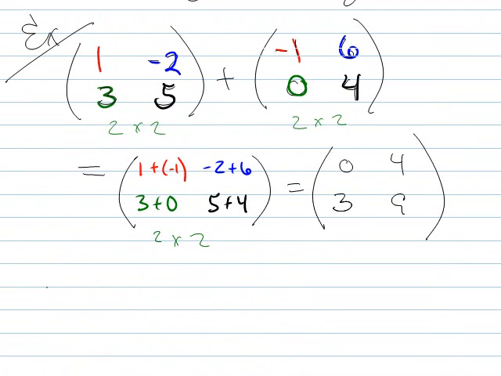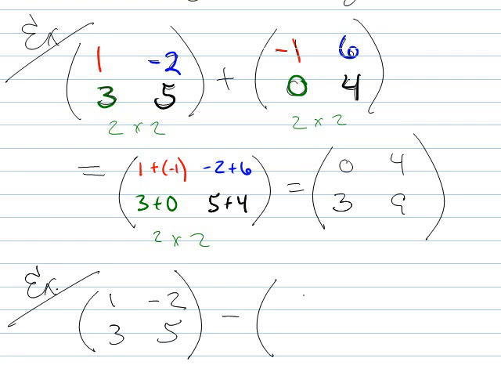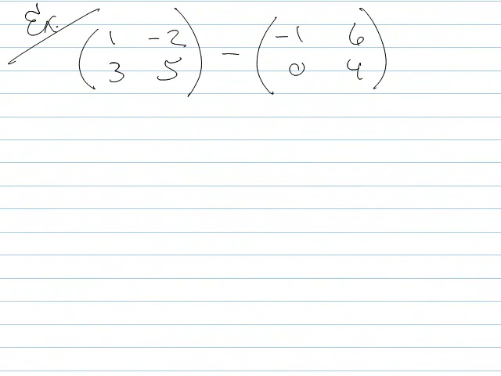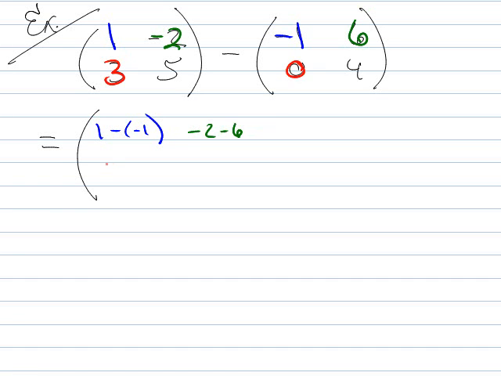Subtracting them, I'm going to use the same matrices. Subtracting them is going to be a similar process, except instead of adding them, guess what? We're going to subtract them. Okay? So we could do this. We'll say 1 minus a -1. We've got -2 minus 6. We've got 3 minus 0. And I've got 5 minus 4.